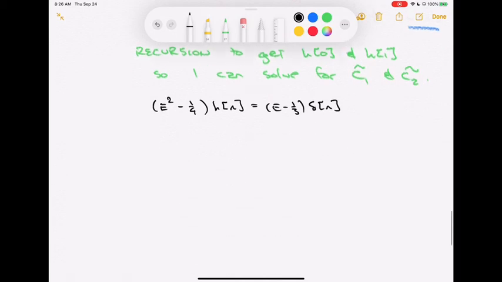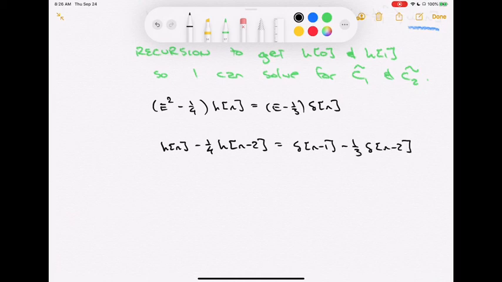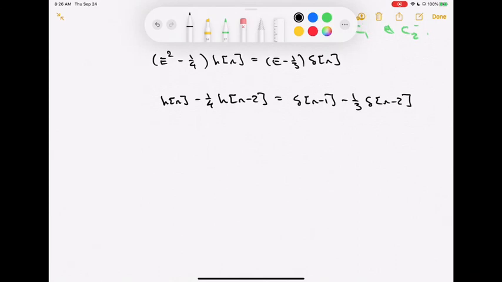If I write this in delay form, what do I get? I get H of n minus 1/4 H of n minus 2 equals delta n minus 1 minus 1/3 delta n minus 2. Now I just solve for H of n. That sets up the recursion equation. So I will have H of n being equal to 1/4 H of n minus 2, plus delta n minus 1 and a minus 1/3 delta n minus 2.